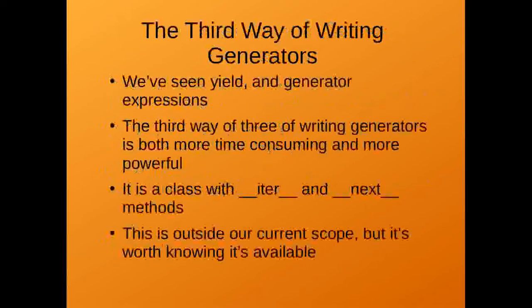There is a third way of writing generators in Python. We've seen yield and generator expressions. The third way of doing it is both more time-consuming and more powerful, but rarely needed. It's really just a class with a dunder iter and a dunder next. But this is outside our current scope, but it's worth knowing it's available in case you decide you need it someday.